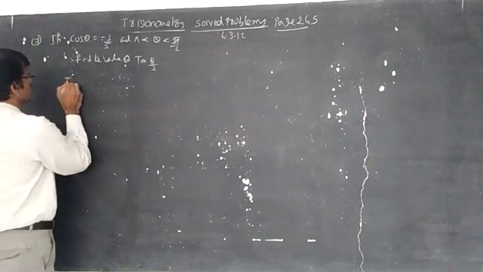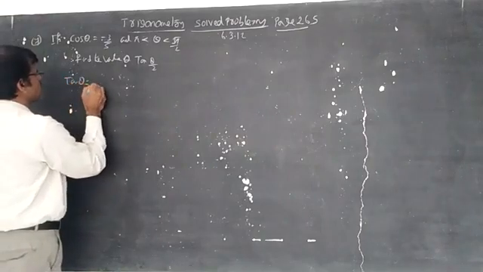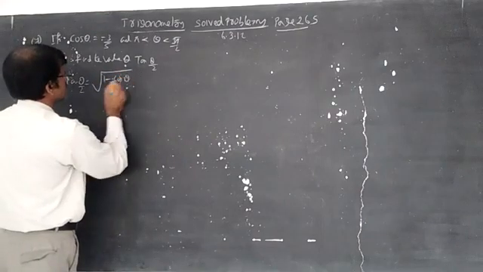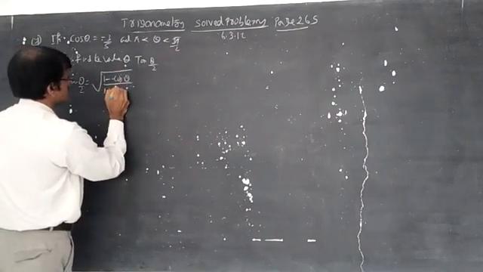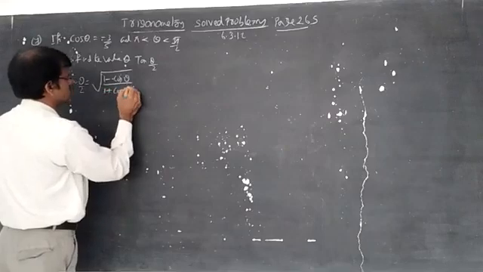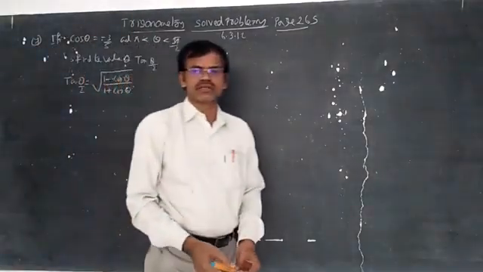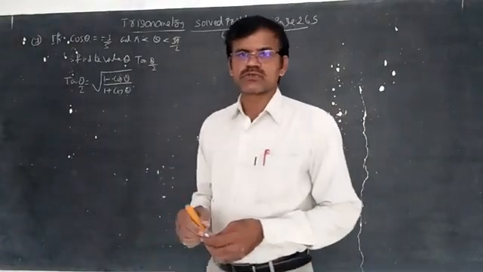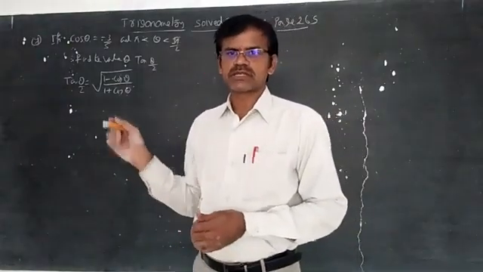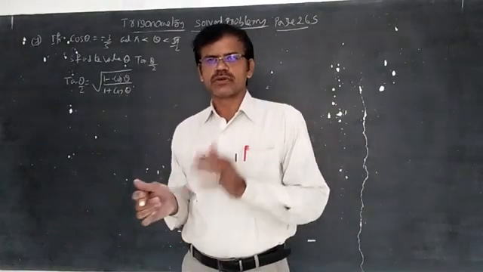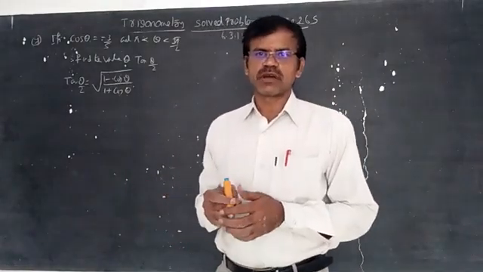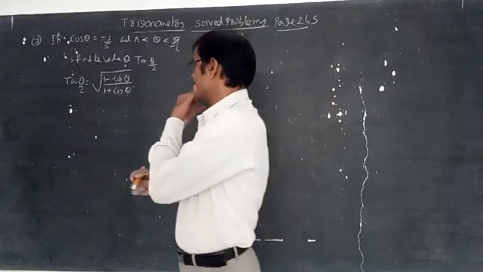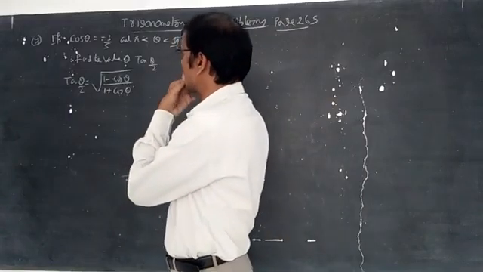Students, using the submultiple angle formula I said, tan theta by 2 is equal to root of 1 minus cos theta by 1 plus cos theta. 1 minus cos theta gives 2 sin square theta by 2 and 1 plus cos theta gives 2 cos square theta by 2. 2 will get cancelled. Sin square by cos square becomes tan square, and the root of tan square becomes tan theta by 2.